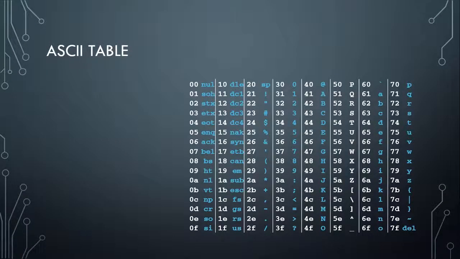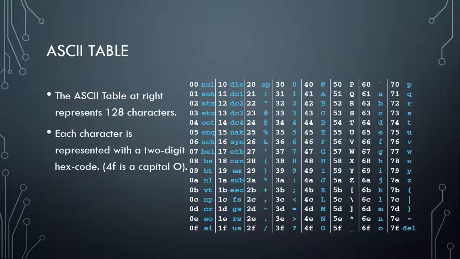All right, we can't talk about this stuff without talking about the ASCII table. And if you look at this ASCII table, this represents 128 different characters. It may not seem like 128, but it's 128. Now, each character is represented with a 2-digit hex code. For example, if I look at it, I see 4F is a capital O. And if you look, it goes 0 through F, and then the next digit is starting at 0, and it's going all the way up to 7. It doesn't go beyond that because this basic ASCII table only has 128 characters.